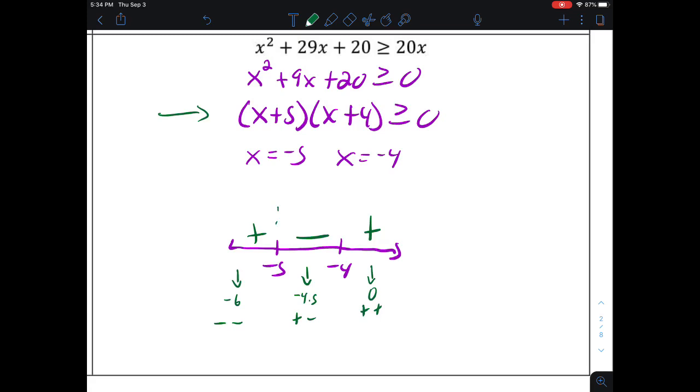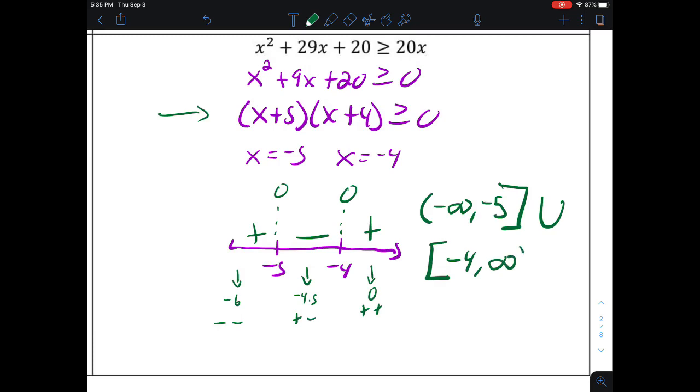Now we go to build our solution set here. Remember, those two numbers, negative 5 and negative 4, make the left side equal to 0. And since our inequality sign says greater than or equal to 0, we include the numbers that make it equal 0. So we'd say negative infinity to negative 5, inclusive, union, negative 4 to infinity.